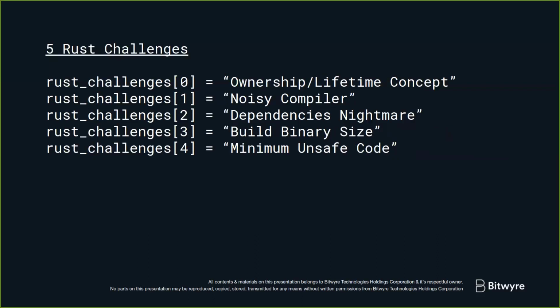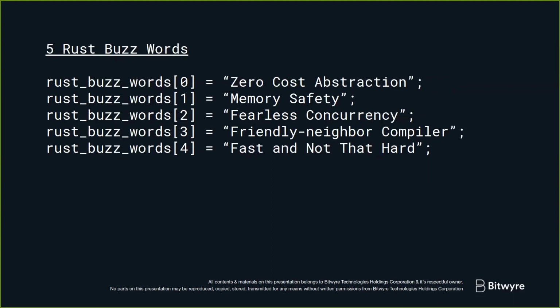So be careful. That's all. And then fast and not hard. I think I'm going to show you at least 3 of these buzzwords, since this presentation is about Bitwyre's journey into Rust, into low latency with Rust. I'm going to show you memory safety, the friendly neighbor compiler, and the fast. Well, not the fastest, because C++ is never going to be beaten by Rust. That's my opinion.